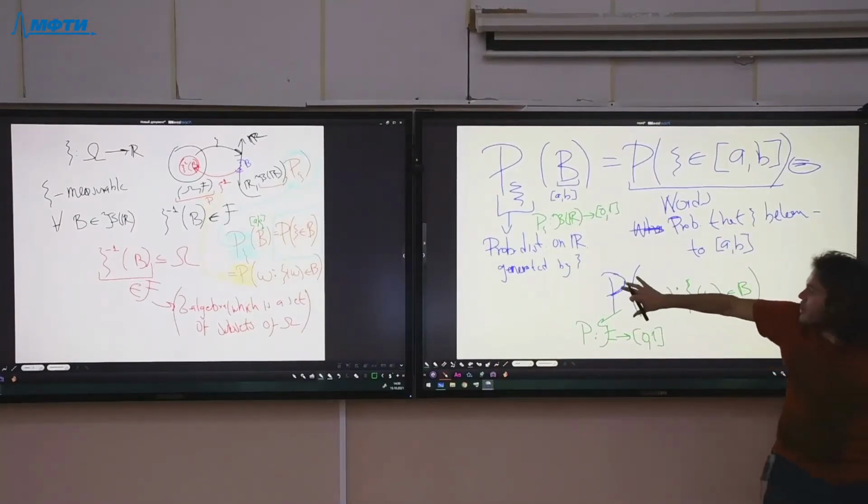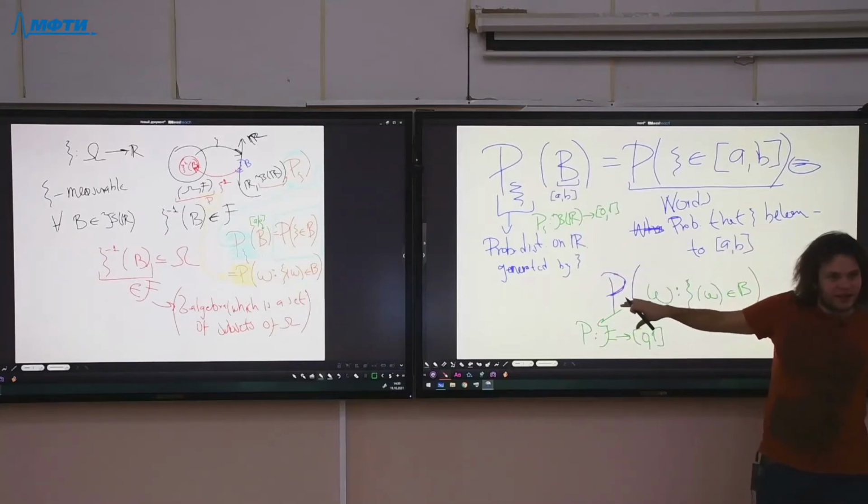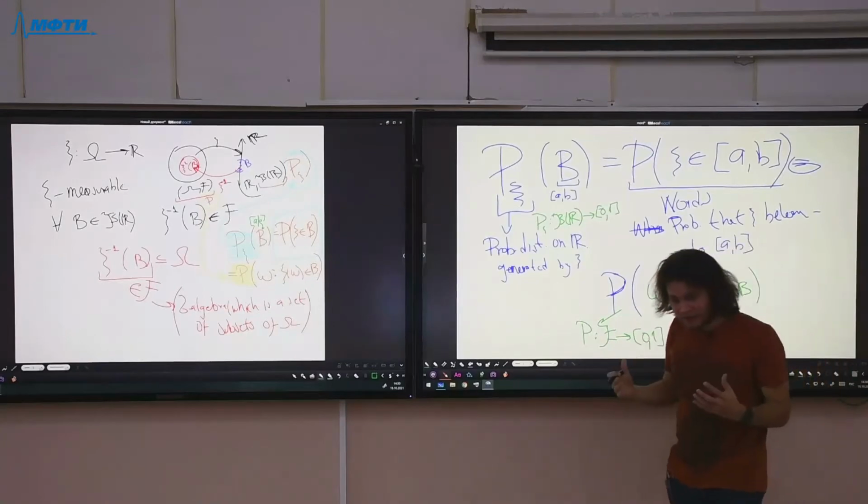So these two things are different. They are equivalent, but they are different. The mathematical definition is different.